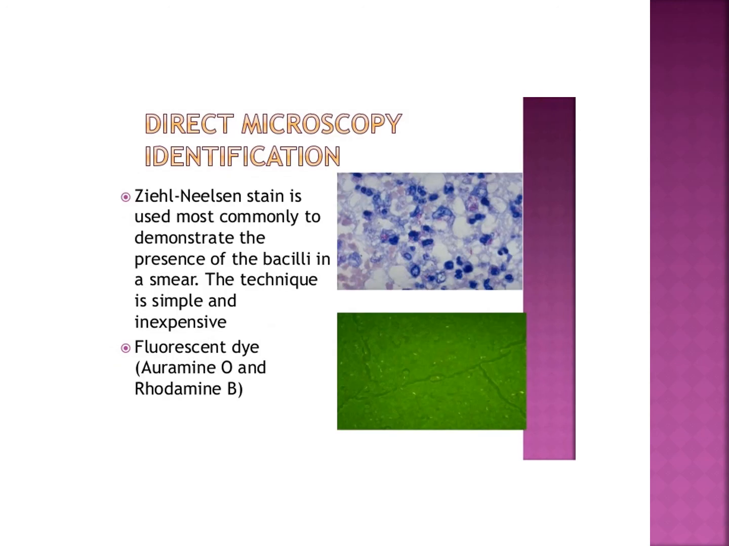So we can also directly detect the Mycobacterium bacillus. As we said, it is acid fast, so Ziehl-Neelsen stain is usually used, and as you can see in the slide, the reddish bacilli which are stained acid fast with this stain can be detected. And the other stains which are used to detect, which are a bit more expensive, are the fluorescent dyes, auramine dye and rhodamine B.